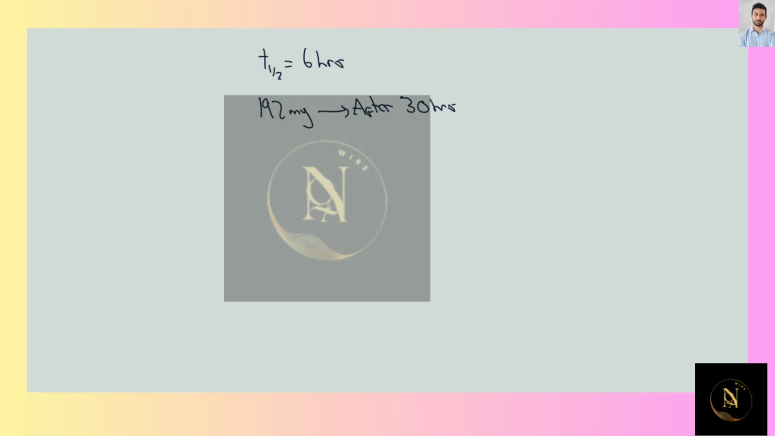So one of the ways that we can do this is if we divide the number of hours that have passed by the half-life time, we will realize that this is equal to 5 times the half-life time. So we're going to have a decrease of 0.5, or of 50%, 5 times. So the total amount that we're going to get is equal to 0.5 to the 5 times the initial mass. This is going to give us that the mass after 30 hours is going to be equal to 6 milligrams.